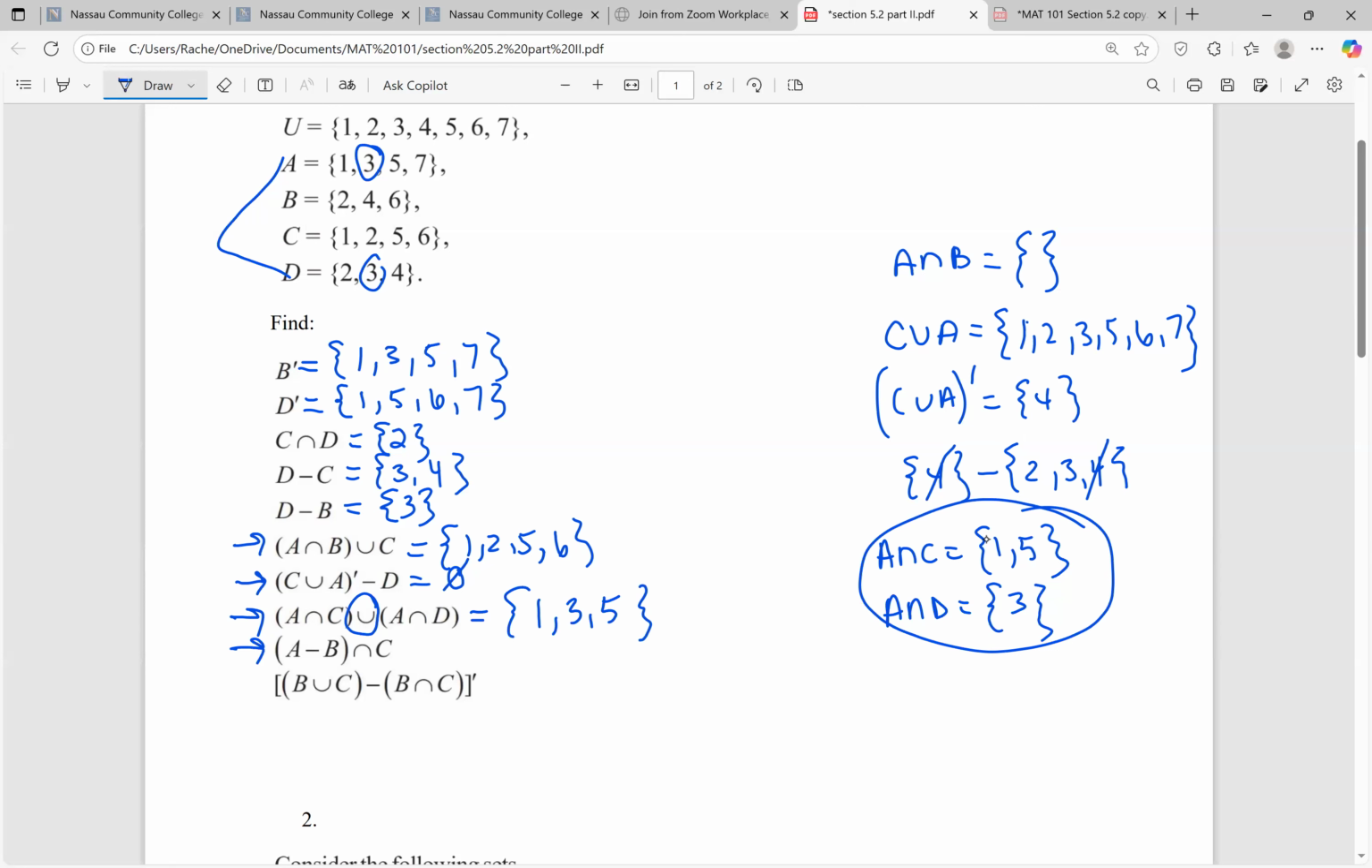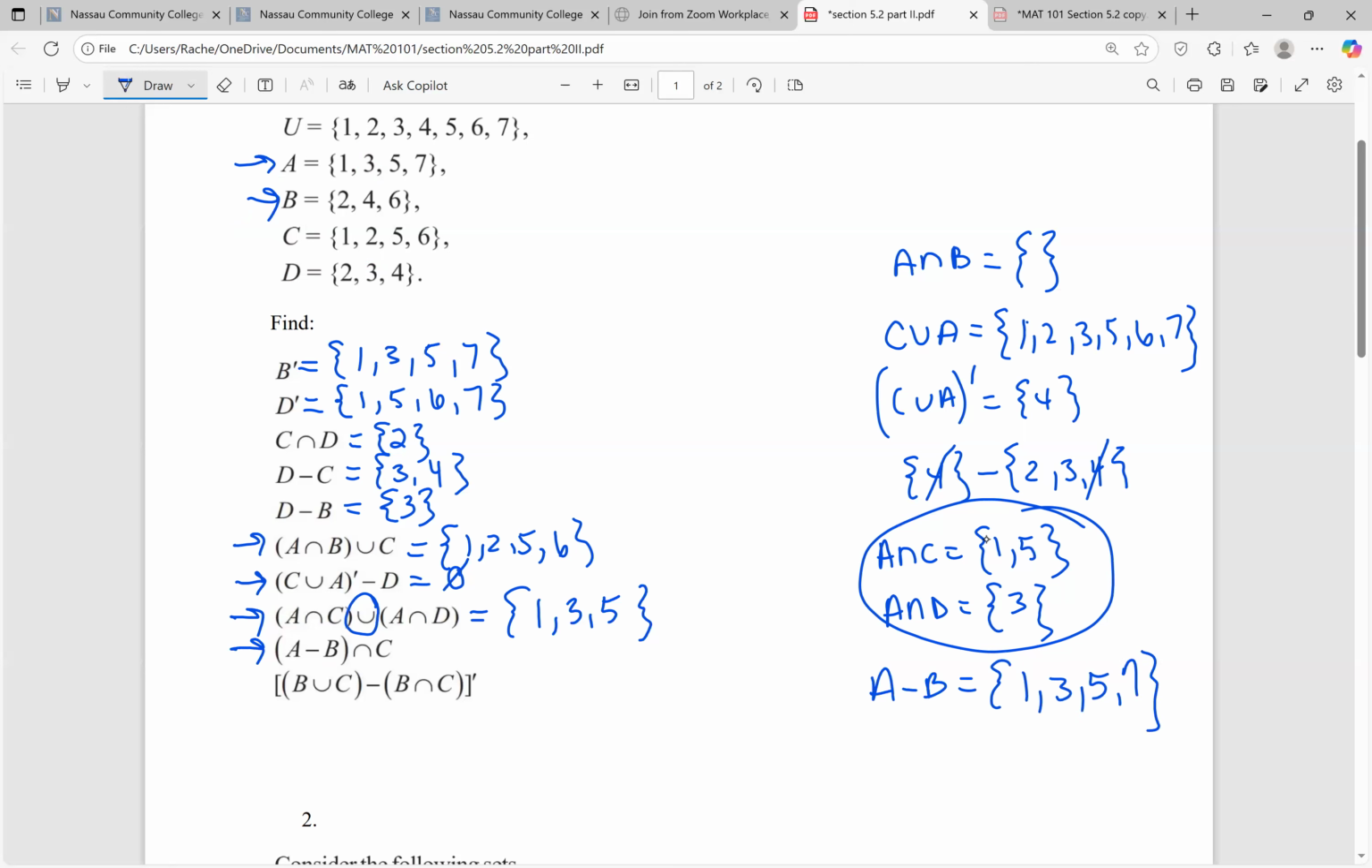So the next one is the set difference between A and B and then intersection C. So let's just do A minus B first. So A, we have 1, 3, 5, 7. B, we have 2, 4, 6. So for the difference, B doesn't have anything from A. So think about it like there's nothing to take away. So it's just going to be the set 1, 3, 5, 7.